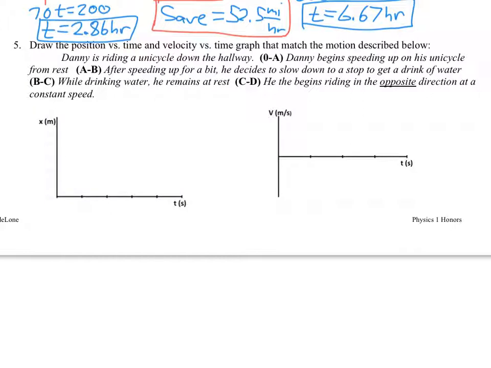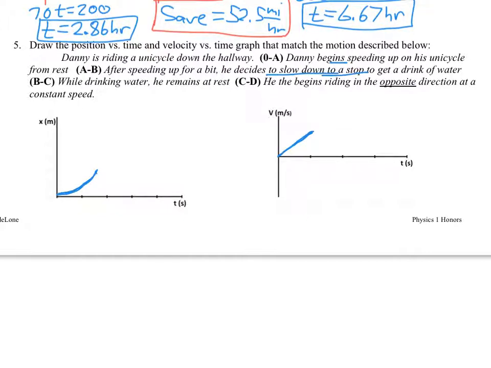Starting with this first motion, we're going to speed up on a unicycle from rest. So what does speeding up look like? Speeding up on a position graph means we're getting steeper, something like that. I'm going to show it in the positive direction, but you could, of course, show it in the negative. On the velocity graph, that just means a line going away from the x-axis and a line above the axis indicating that's positive. We're then going to slow down to a stop.